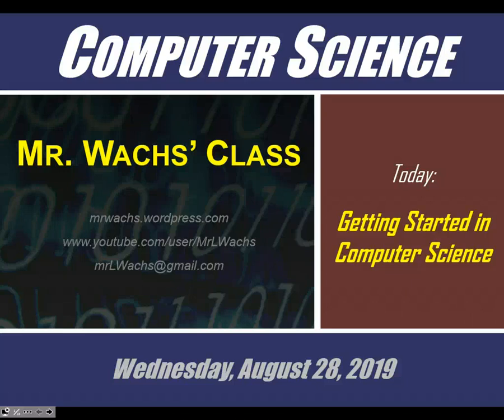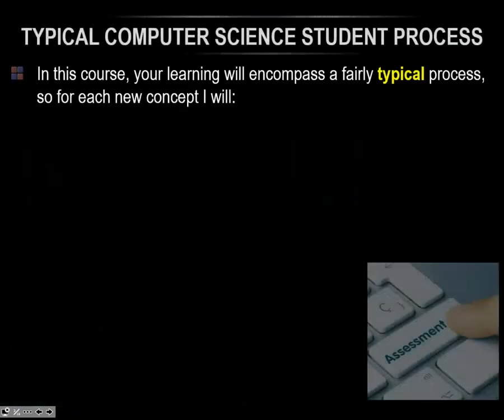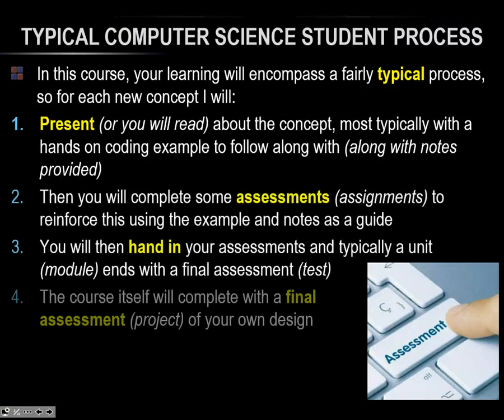Alrighty, let's learn how we can get started working within computer science. A lot of what I'm going to present here will be explained in more detail as the components come up in the course. But let's start by seeing, what is it like to be a student in a computer science course, specifically my course. So it's a fairly typical process. I like to have a little bit of consistency.